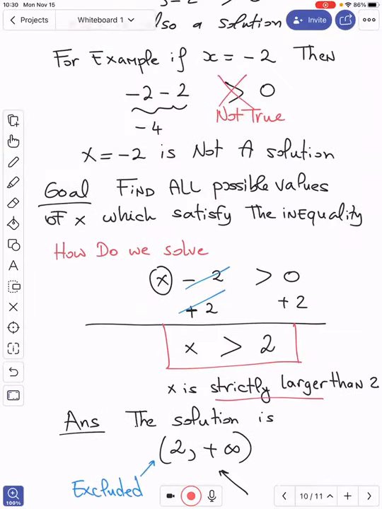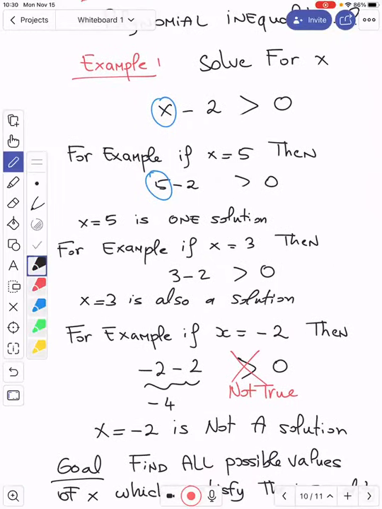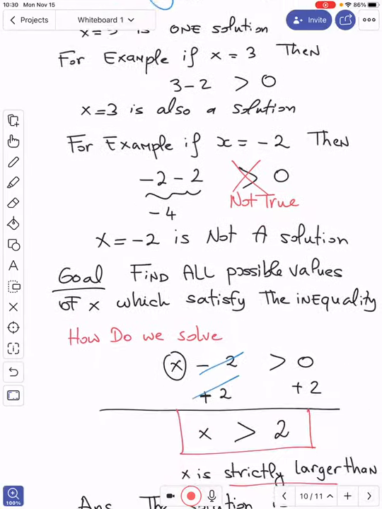All right. Now, this is a polynomial inequality because this x minus 2, if you take just x minus 2, this is a polynomial, right, of degree 1, right? Because the highest power of x is 1. So this is a polynomial x minus 2. It's a polynomial of degree 1. Now, let's say we have a polynomial of degree 2.